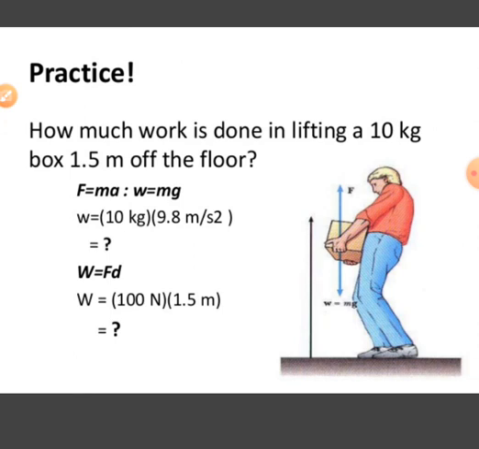So calculating work done now is going to be that 100, which is 98 approximated to 100, multiplied by the distance covered, which is 1.5 meters. That means our answer is going to be 150 joules. That's the amount of work done by the man lifting the 10 kg box 1.5 meters off the floor.